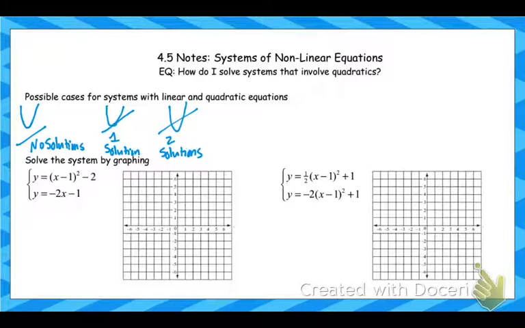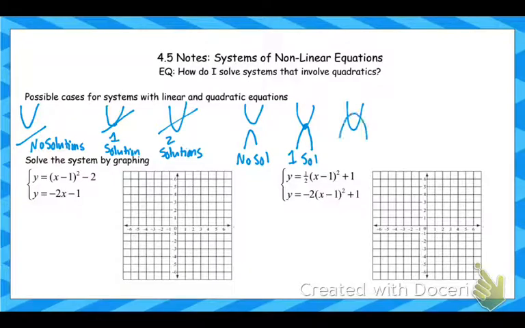Now we're also going to look at cases that involve two quadratics. Well, with two quadratics, I could again have no solutions. I could again have one solution if they were to meet at the vertex. I could also have two solutions. But with parabolas, we actually have a few more cases that are possible, because if you remember, we don't just have vertical parabolas, we also have horizontal parabolas. So if I were to introduce a horizontal parabola intersecting with a vertical, a few different things could happen.